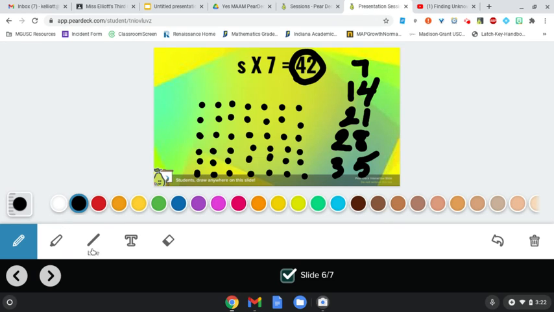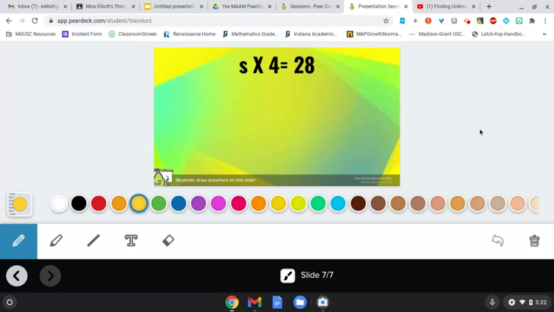So now you have to go through and count the number of rows. 1, 2, 3, 4, 5, and 6. If you got 6 or S equals 6, you are correct. Very nicely done. And then we have one problem left that we are going to do. And for this one, I'm also going to draw an array because I think it's important that you all see multiple ways to solve these types of problems.